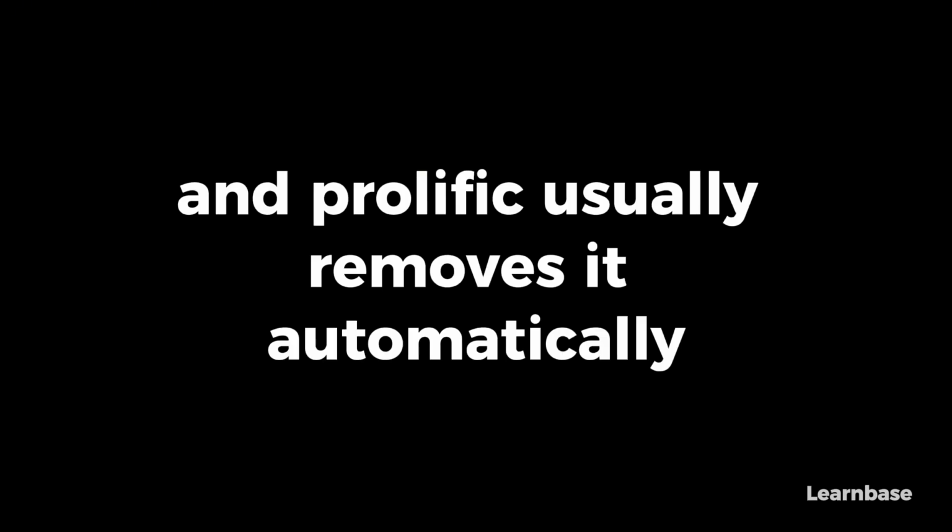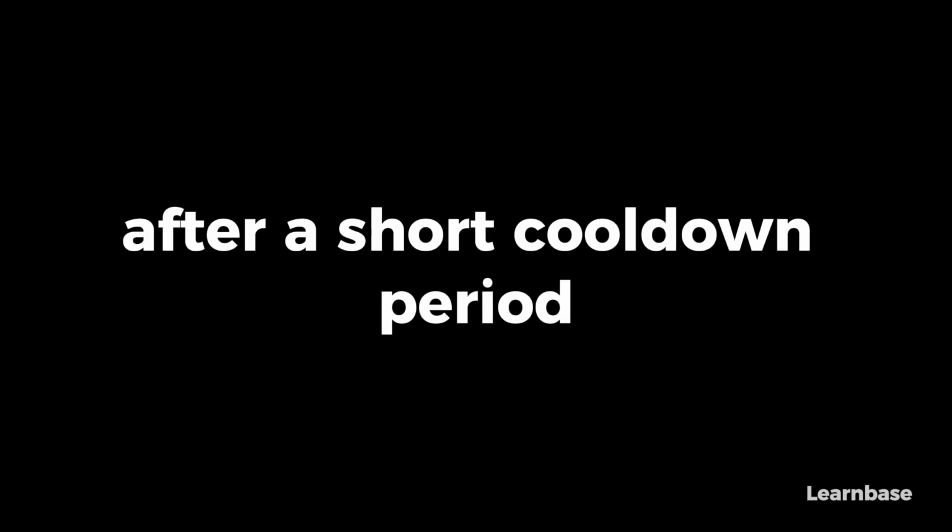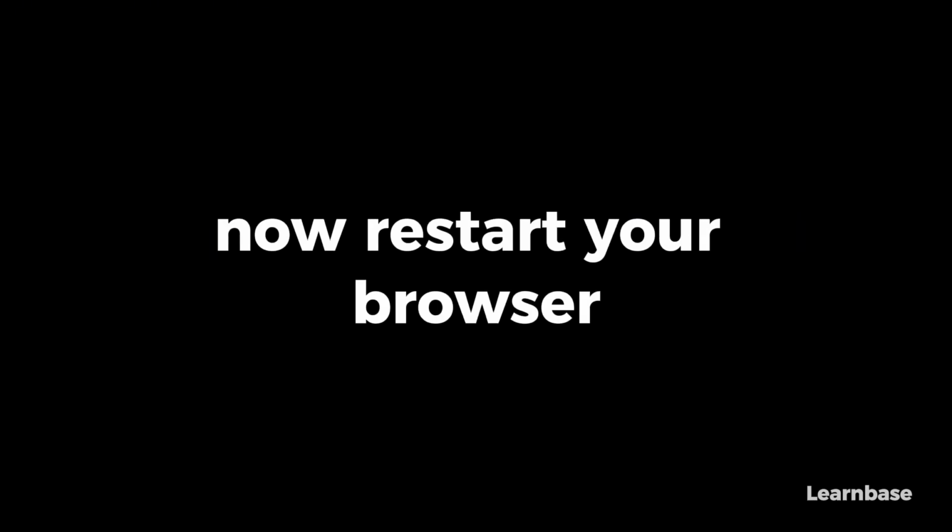Next, wait at least 10 to 20 minutes. This is important. Error 429 is a temporary rate limit, and Prolific usually removes it automatically after a short cooldown period. Now, restart your browser.